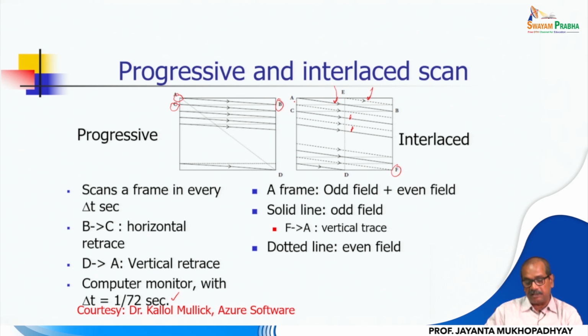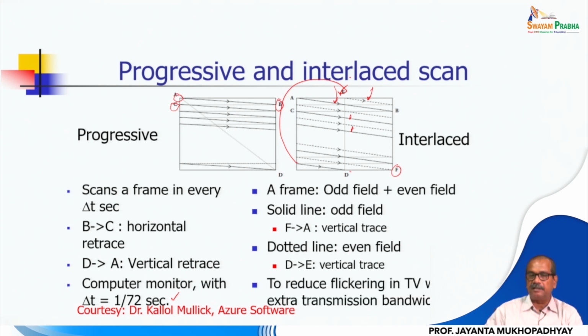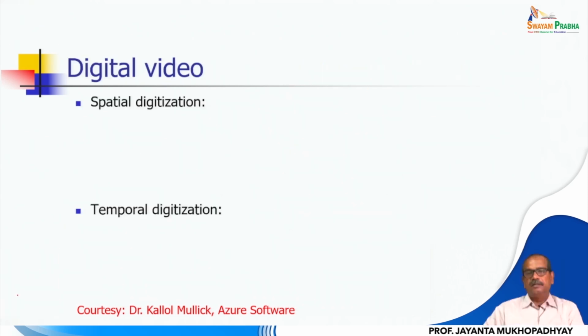That is, after the odd field. So after the frame, again the next frame's odd field will start, and the dotted lines are the even field. So there would be a D2A retrace. D2E retrace is this to this. This vertical retrace is for going to the next even field tracing. The purpose is to reduce the flickering in TV without taking extra transmission bandwidth. So digital video, where we directly get the videos from the capture.